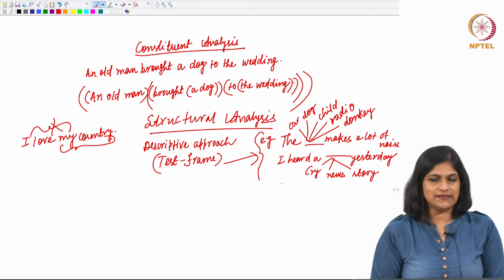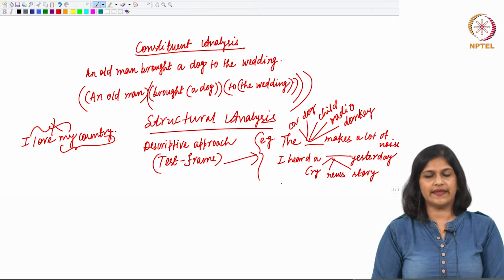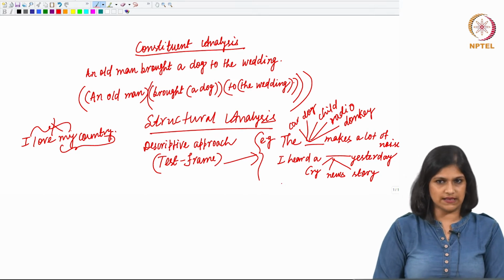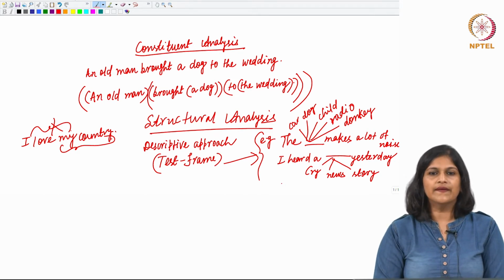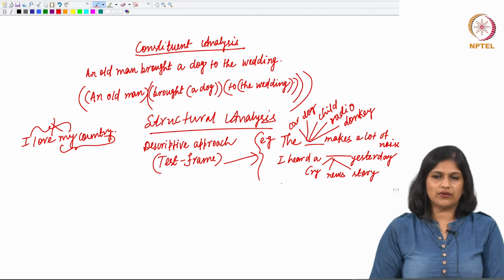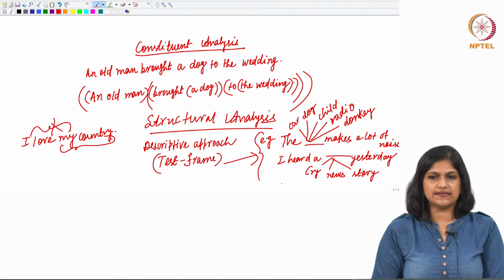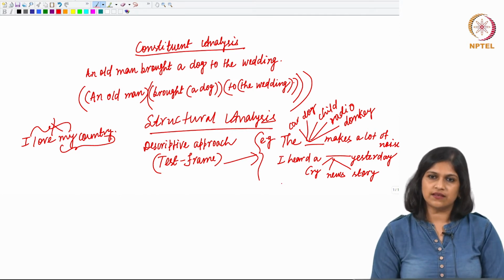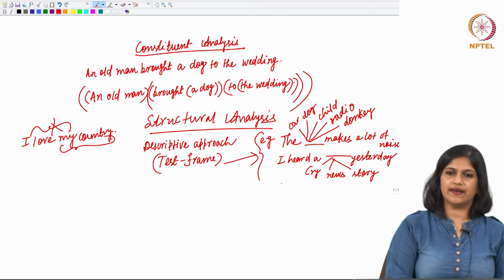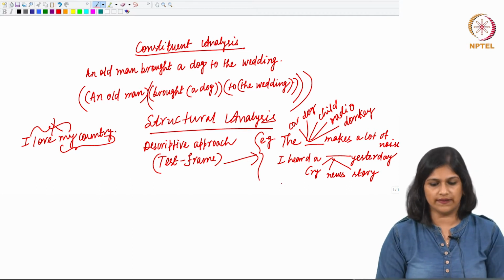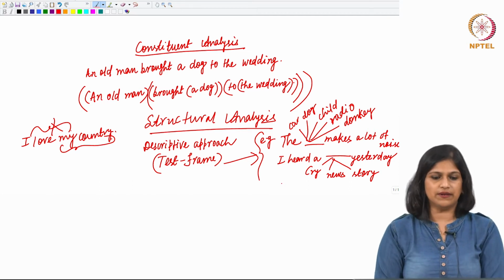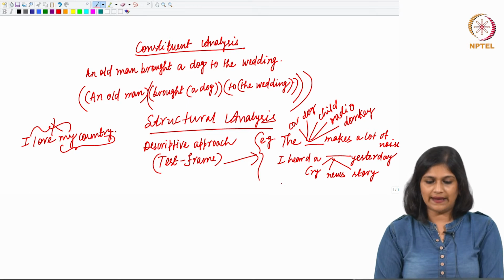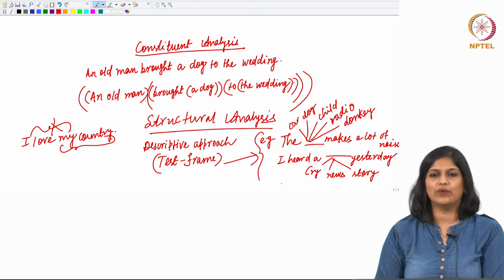So how do we identify these constituents? That is a question you need to ask yourself. I just gave you a clue, which is that when you read, utter, speak or write the sentence, you can automatically identify that there are certain units which can go together and certain units which cannot go together. So now let us take an example of a sentence: an old man brought a dog to the wedding, right.